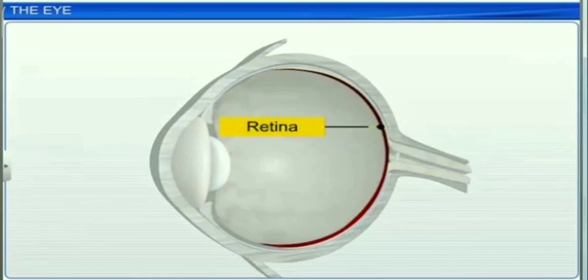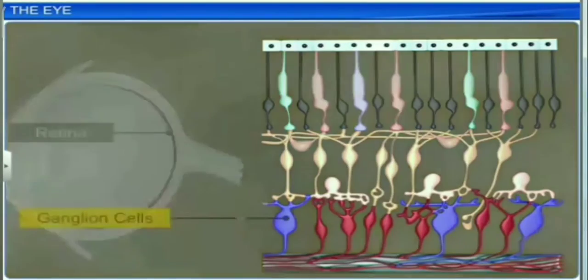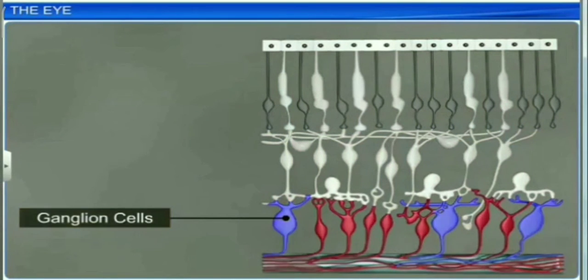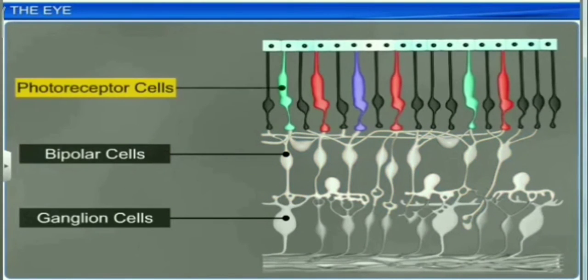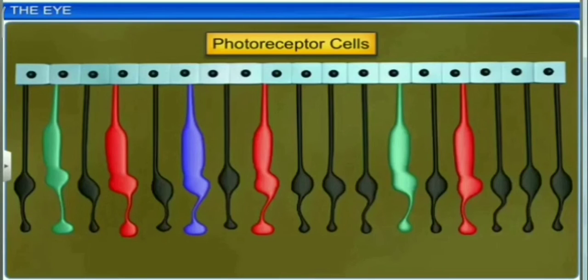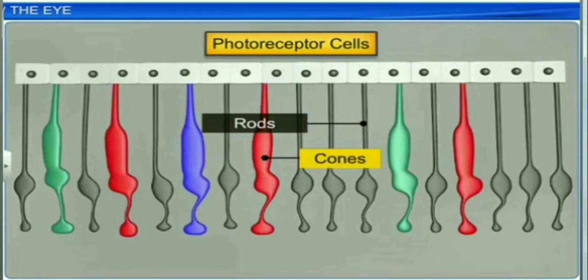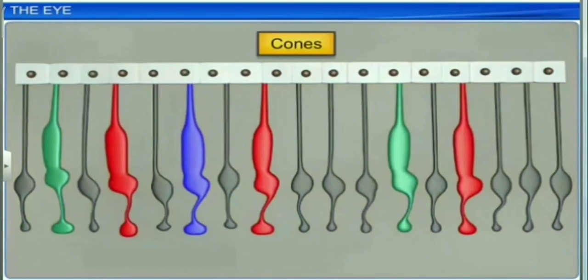The third part is retina. It is the innermost delicate part. Innermost nervous part is transparent, made up of three layers, that is ganglion cells, middle layer, that is bipolar cells, and the outermost, that is photoreceptor cells. The photoreceptor cells are of two types, that is rods and cones. Now talking about rods, they contain light-sensitive pigments. They are considered as photopigments.